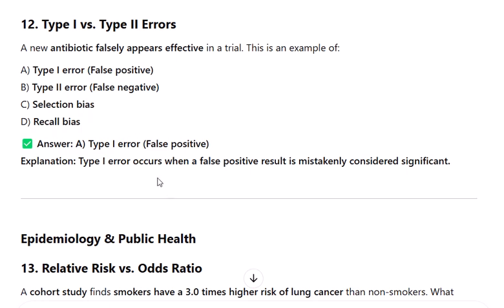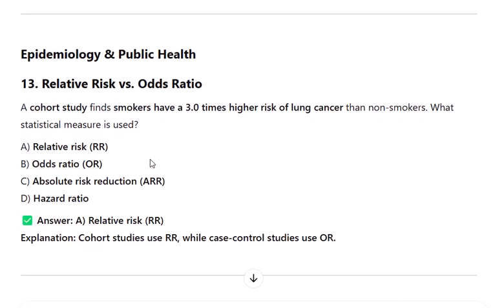Epidemiology and public health. 13. Relative risk versus odds ratio. A cohort study finds smokers have a 3 times higher risk of lung cancer than non-smokers. What statistical measure is used? A, relative risk, RR. B, odds ratio, OR. C, absolute risk reduction, ARR. D, hazard ratio. Answer: A, relative risk. Explanation: cohort studies use RR, while case-control studies use OR.